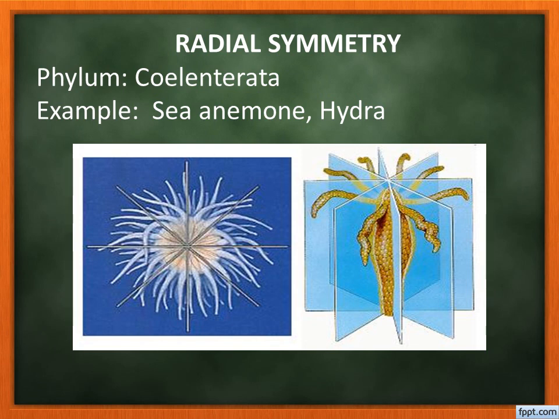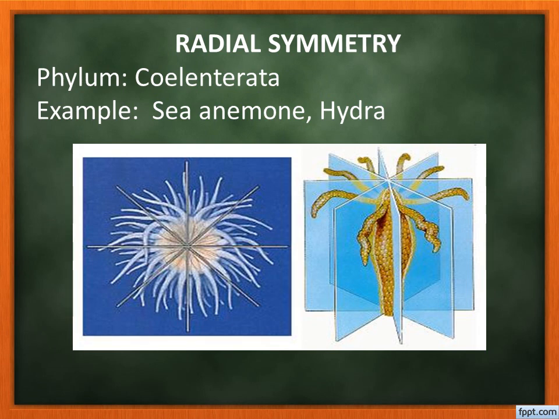Can you look at this picture? The first one is sea anemone. If you cut the sea anemone in any direction, we are able to get two equal halves, right? The same with hydra. Can you look at the hydra? If we cut the hydra also in any direction, we get two equal halves. It is called radial symmetry.